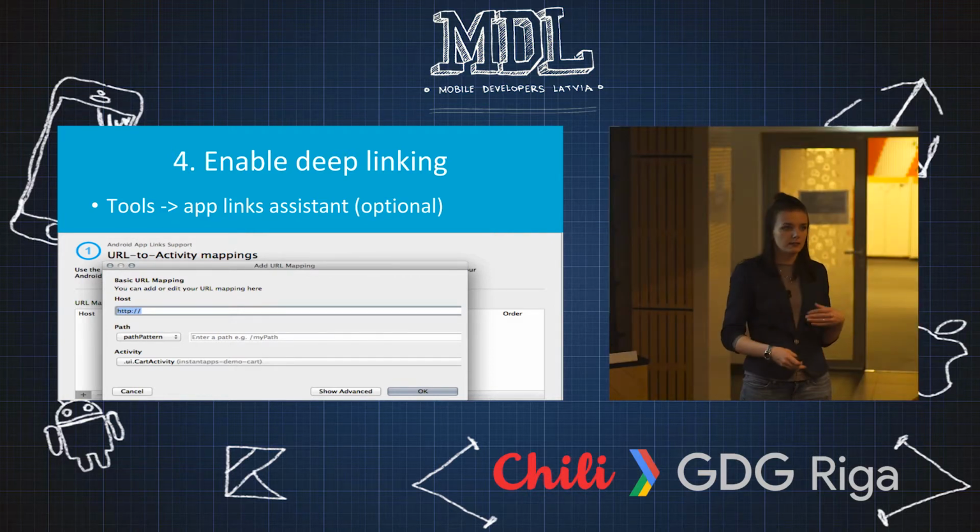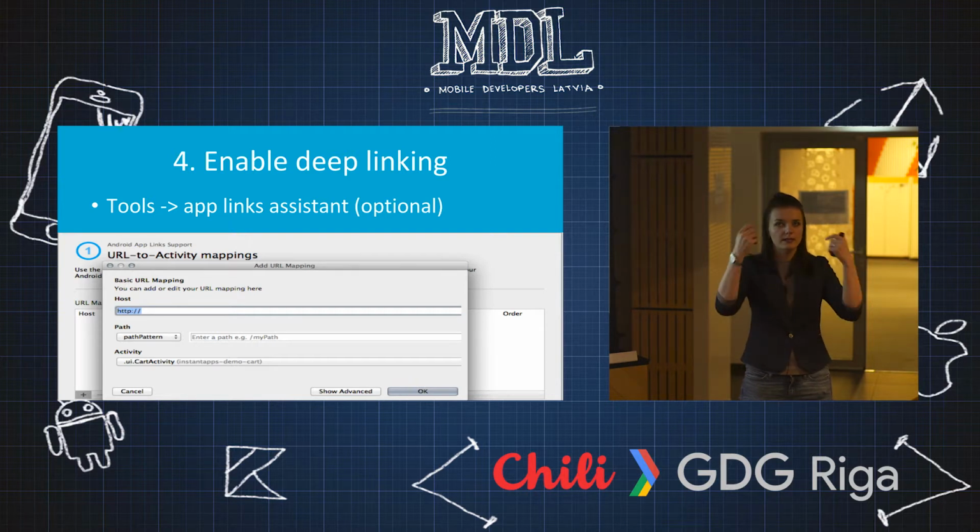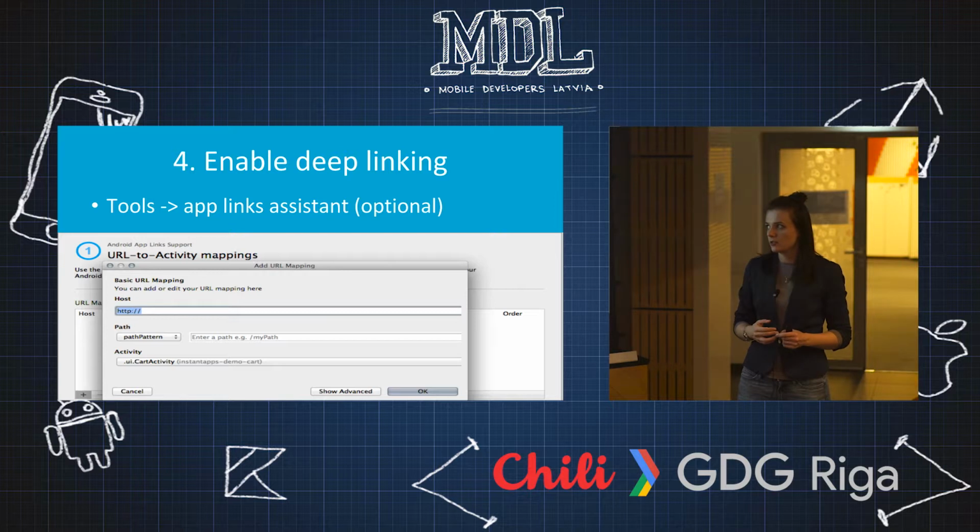Once I knew what those entry points are going to be, I wanted to provide a link for each of those entry points. That's actually quite easy. If you like GUI tools, you can go to Tools, App Links Assistant. It's also good to do it the first time, then once it's ready, you can see what it has generated for you, and then you can actually do it by hand.